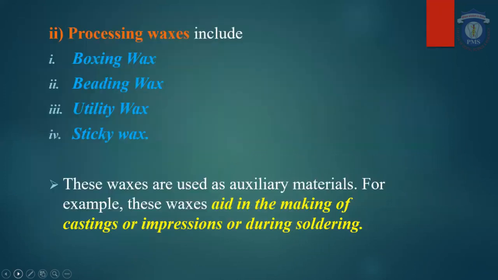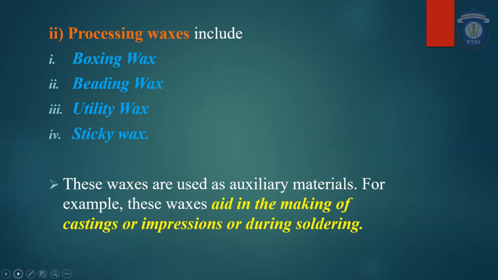Now I told you that waxes used for dental applications can be classified into pattern waxes and processing waxes. Next is the processing wax, which includes the boxing wax, beading wax, utility wax, and sticky wax, that I shall be dealing with in detail later. These waxes are used as auxiliary materials. That is, they aid in making of castings or impressions or during soldering.